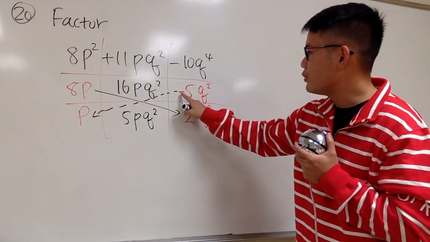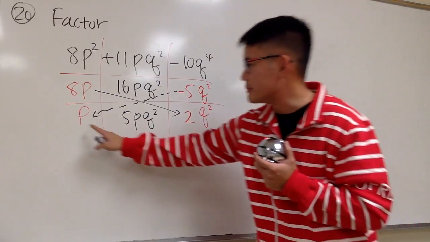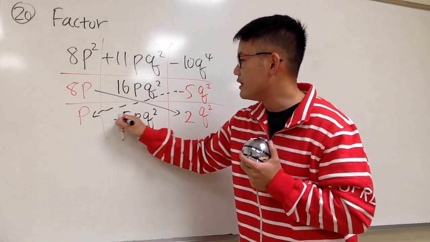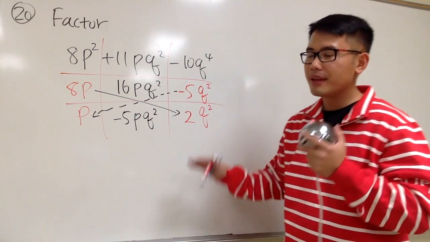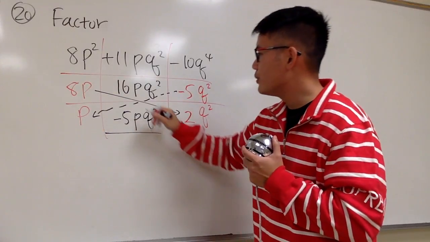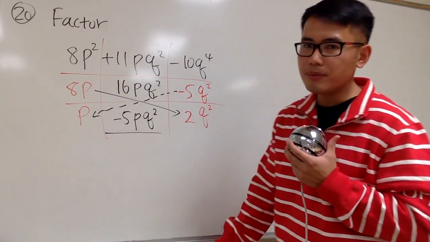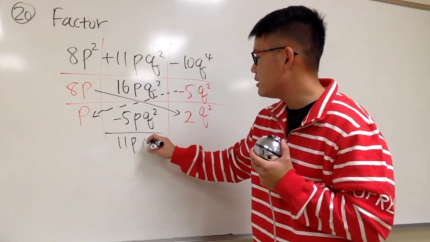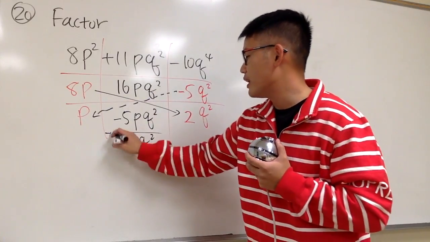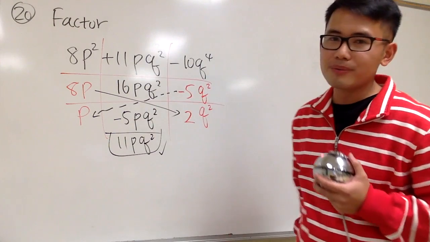Because now, if I do negative 5q squared times p, this right here will be the negative 5. Same term like this right here, right? And I will show you when you combine this in the middle. 16 minus 5 is 11, and we keep the same term, pq squared, which matches with the middle.